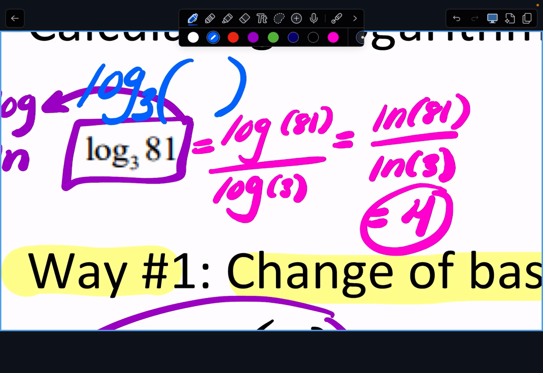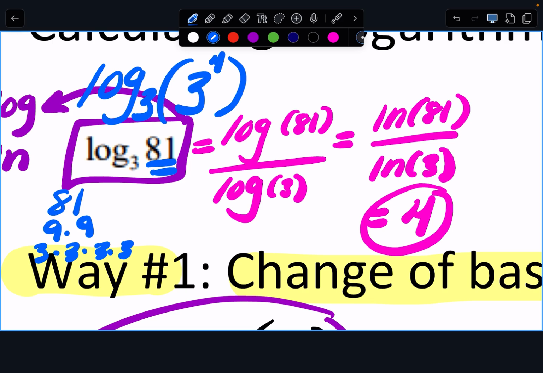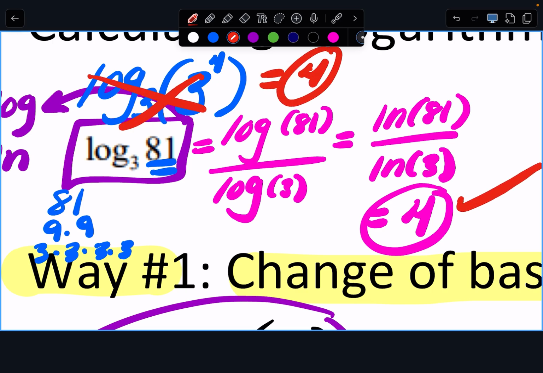What if it's log base 3? Write 81 as base 3. The question is, can it even be written as base 3? Let's check it out. Isn't 81 9 times 9? Which is 3 times 3 times 3 times 3? So that would be log base 3 of 3 to the 4th. So then what happens if you have log base 3 of base 3? They cancel out and we get 4. See? We get 4 just a different way.